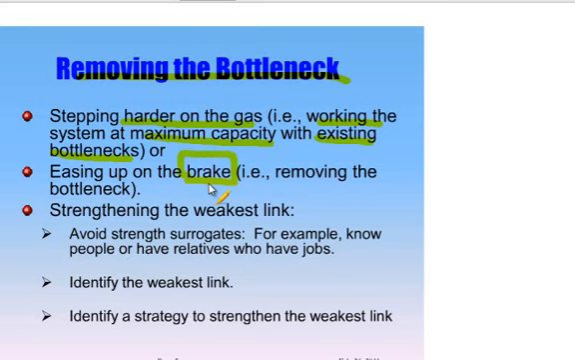And at some point the system will begin to break down. People will stop talking to me, they will take me off their list, they just no longer find me appealing because I'm pushing them past their capacity. So we want to strengthen the weakest link. That's the key about removing the bottlenecks.